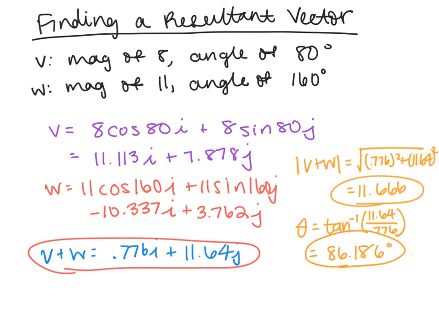So now whenever you do this direction angle, make sure the angle makes sense for where the vector is. For example, this v plus w was a positive horizontal component of 0.776, positive vertical component of 11.64. So that vector is going to be in the first quadrant, which means that 86 degrees makes sense. So your ending answer is you have your resultant vector, you have its magnitude, you have its direction angle. So now use this to apply it on the problems throughout the rest of these notes.